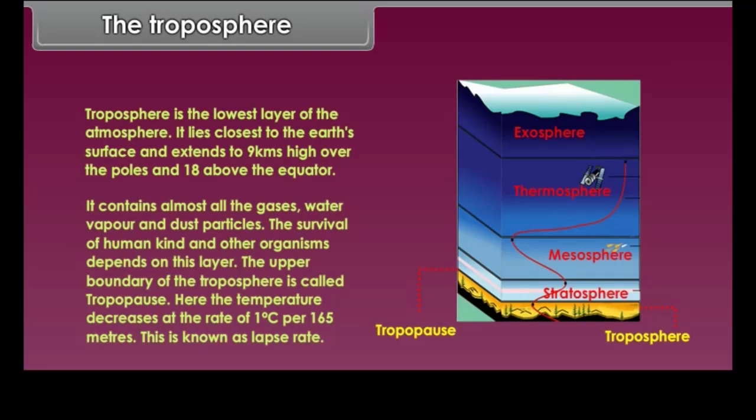The upper boundary of the troposphere is called tropopause. Here the temperature decreases at the rate of 1 degree Celsius per 165 meters. This is known as lapse rate.